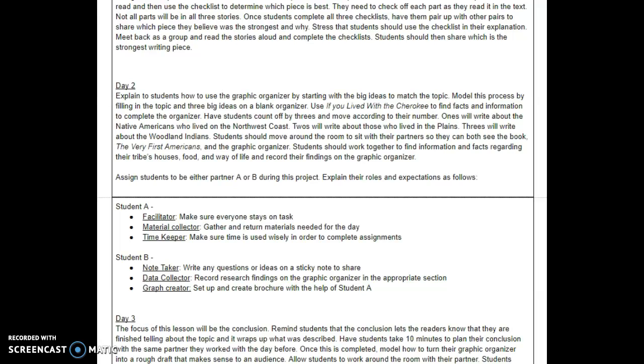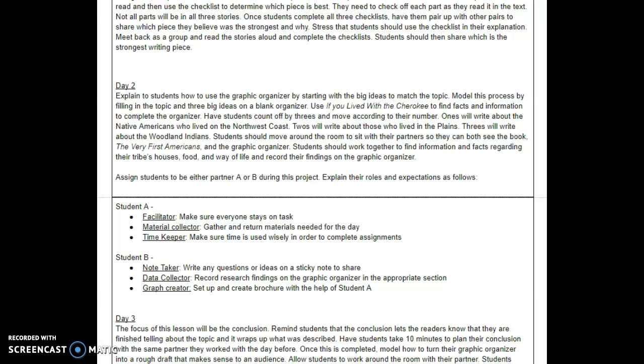Have students count off by 3s and move according to their number. 1s will write about the Native Americans who lived on the Northwest Coast. 2s will write about those who lived in the plains. 3s will write about the woodland Indians. And then students should move around the room to sit with their partners so they can both see the book, which is going to be The Very First Americans, and the graphic organizer.